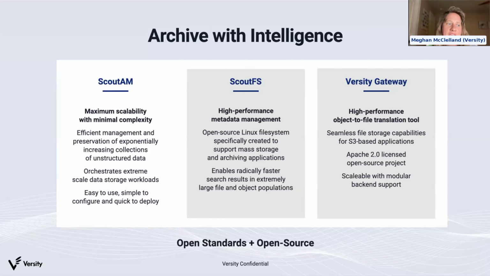And then the other piece of the ecosystem is the Versity Gateway. This is the piece that you can use to ingest object data, and that object data is translated to, in our case, files. It's an open source tool that can be used to translate object data into anything, but in our case, it converts to file. We use that so that you can see both object and file data in the same namespace.